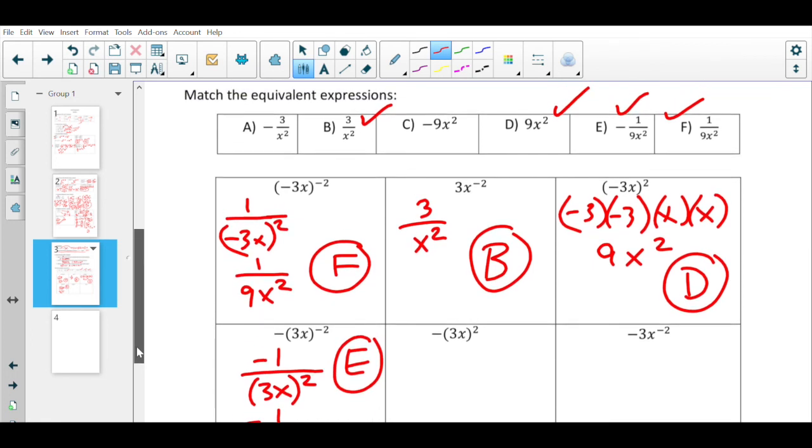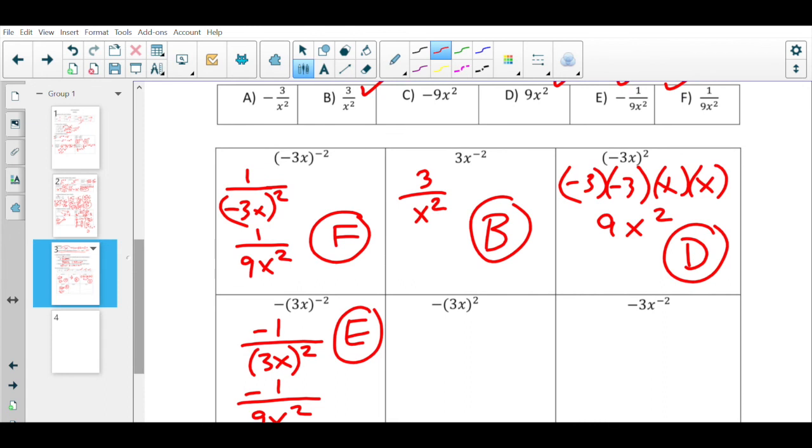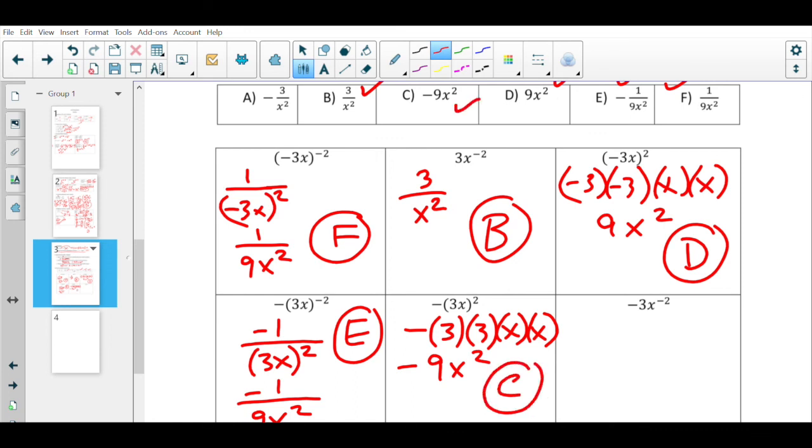Okay, almost to the finish line. Stay with me here. Negative, in brackets, 3x squared. That negative sign is outside the brackets, and the exponent is only attached to what's inside the brackets. So keep that negative sign there. And if you write it in expanded notation, it's 3 times 3 times x times x. If it helps you to see it, do this. So that's negative 9x squared. There it is, letter C.